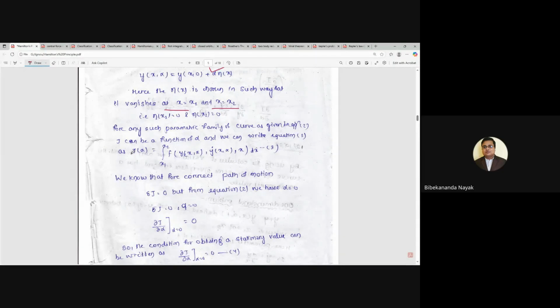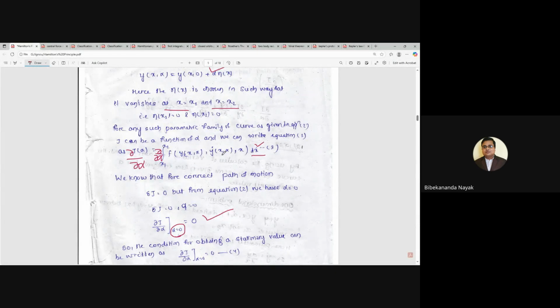For the actual path of motion, this is a constant and the derivative del j by del alpha is equal to 0. Alpha 0 represents the actual path. So we have to take a derivative, then put alpha equal to 0. We get 0. Now let's say del j by del alpha. How do you write it? It means the derivative of this term with respect to alpha, with integration with respect to x.